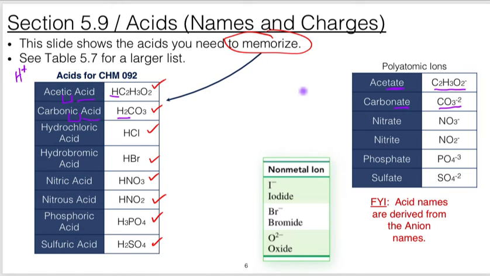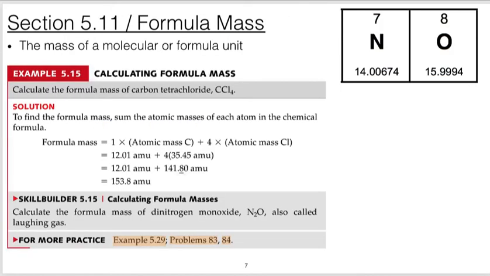There's one more topic for this chapter. Let's just go and take care of it. Our textbooks are referring to this as the formula mass. Sometimes it's also called the molecular mass or the molecular weight. Basically all it is, and there's an example here for this, carbon tetrachloride. By the way, this is a molecular compound. We've got carbon and chlorine, both are nonmetals.